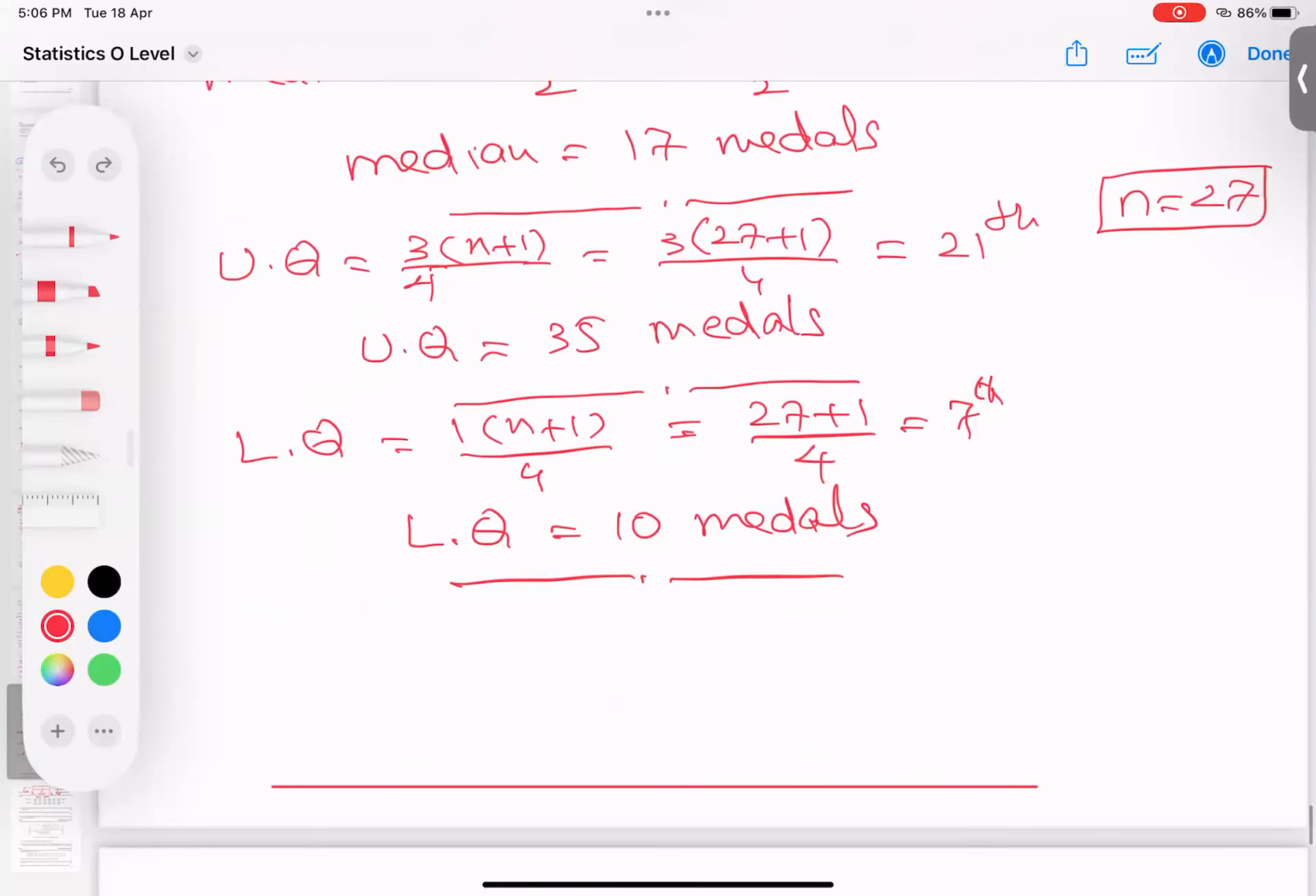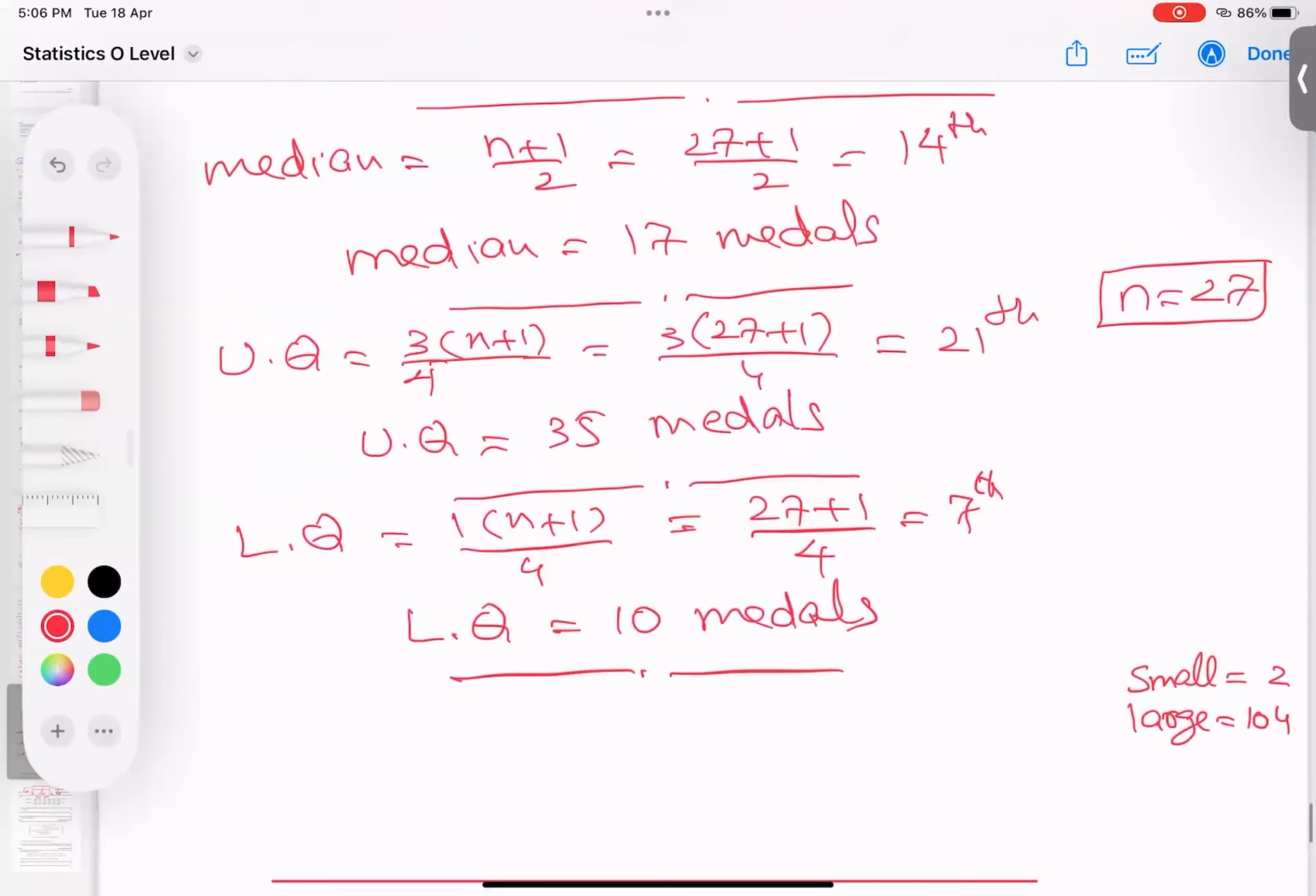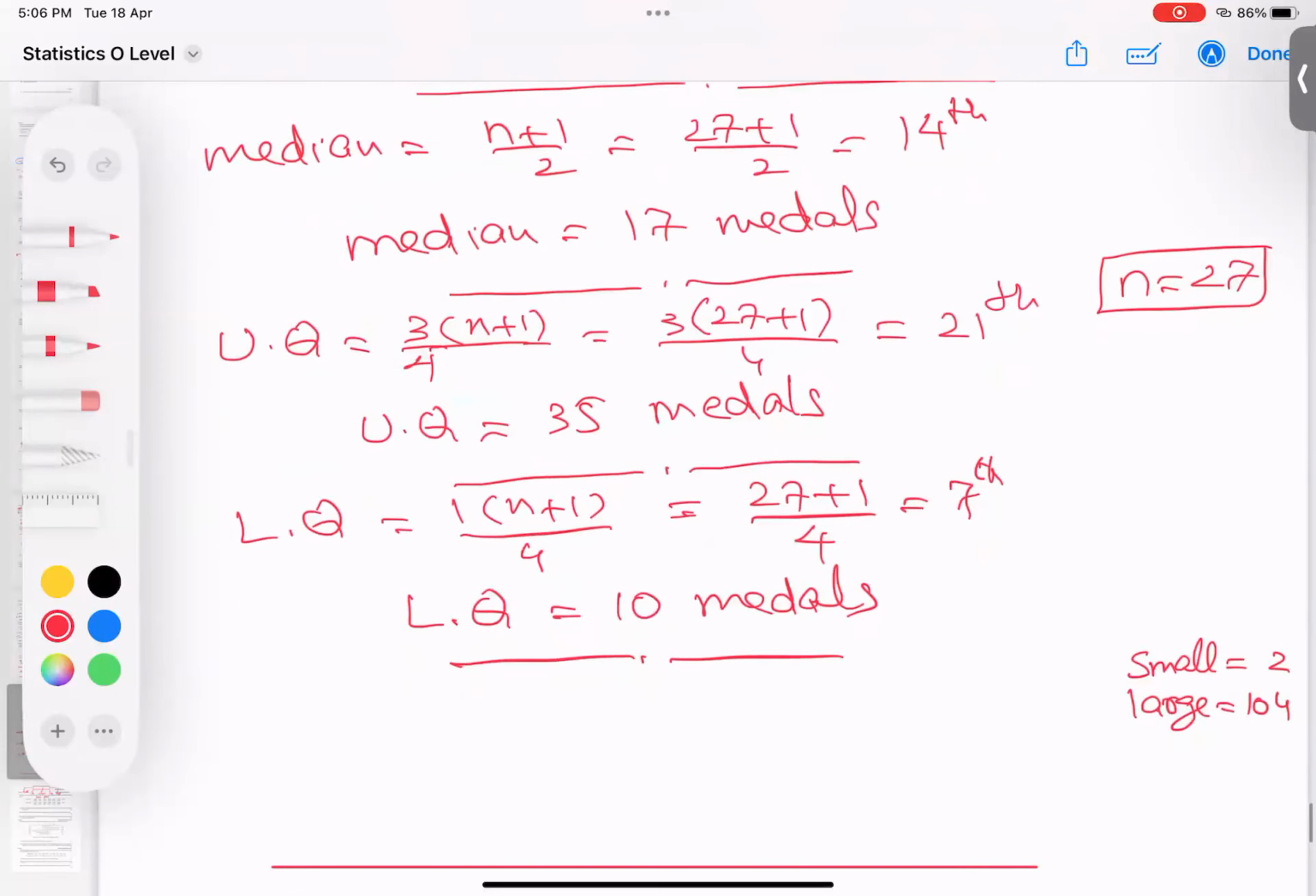I'm starting. What is the smallest value? The smallest value is 2 and the largest value is 104. The rest of the values are almost available here with us. All values 1, 2, 3 are available, so all five are in front of me.